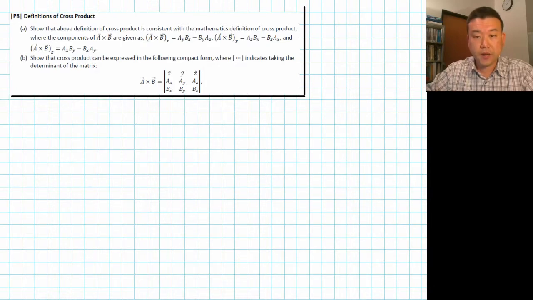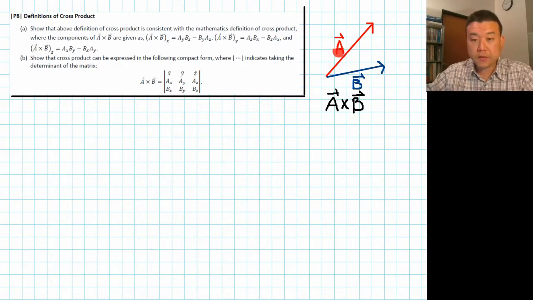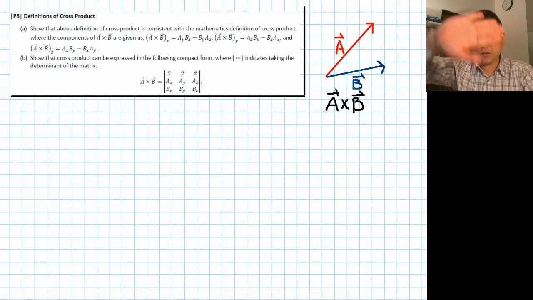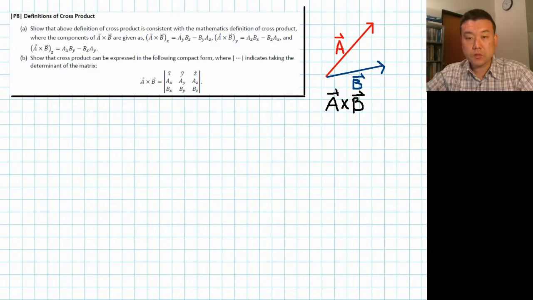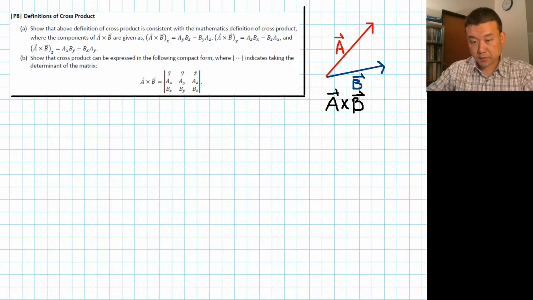Suppose that you have vector A and vector B. The definition of the cross product, A cross B, is a two-step process. In the first part of the definition, we define the direction. You see that the vectors A and B are in the plane of the screen. So we use those two vectors, A and B, to define the plane that they are in, the plane of the screen. And we define the direction of the cross product to be perpendicular to that plane.